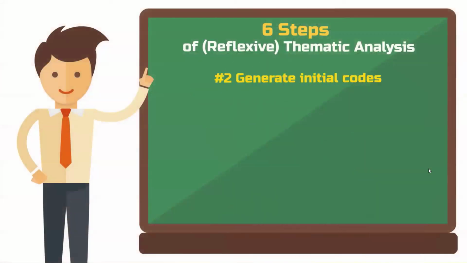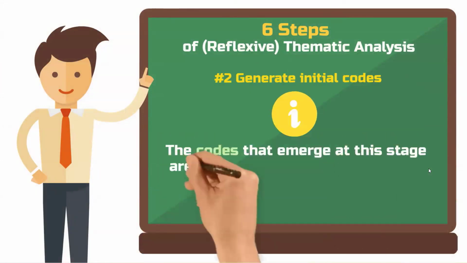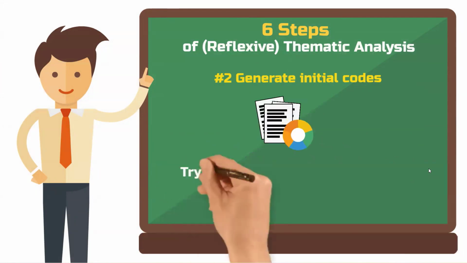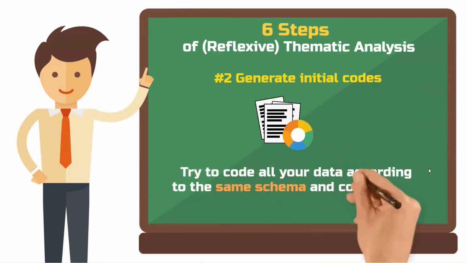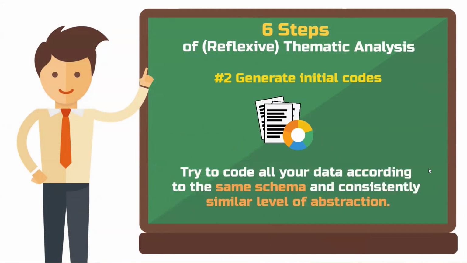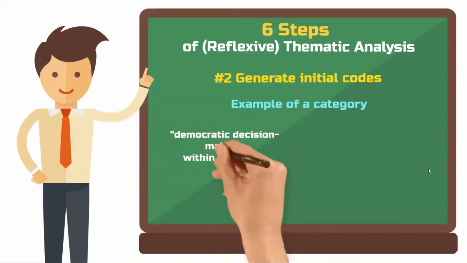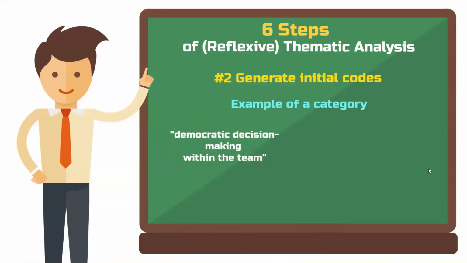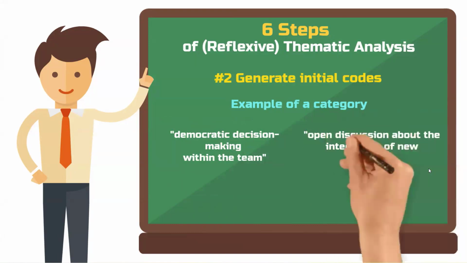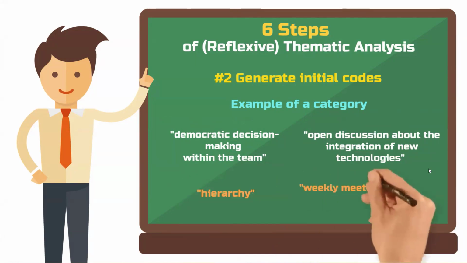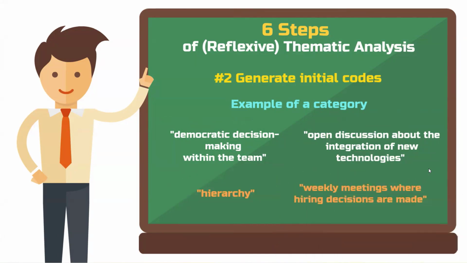Step 2. Generate initial codes. Now it's time to start coding. The codes that emerge at this stage are not yet themes, but categories. What are categories? Try to code all your data according to the same schema. That is, find categories on a consistently similar level of abstraction. An example of a category would be democratic decision-making within the team. Another category on the same level could be open discussion about the integration of new technologies. 2 categories that are not on the same level might be hierarchy, which is too abstract at this point, and weekly meetings where hiring decisions are made, which is not abstract enough.